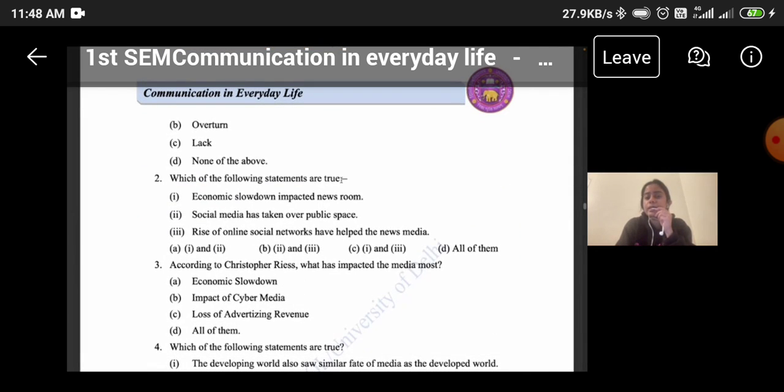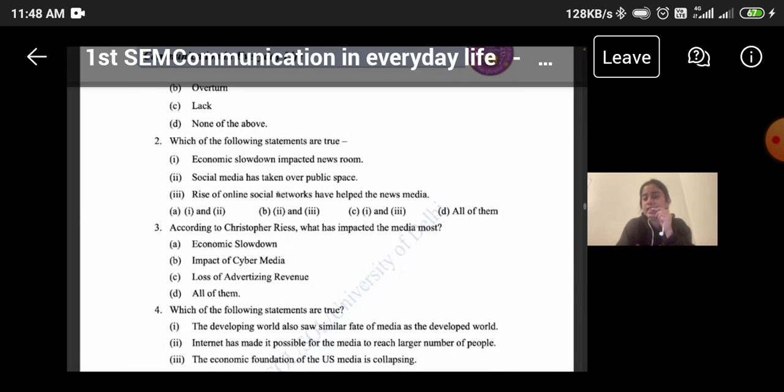Then which of the following statements are true? Is it the economic slowdown which is impacting the newsroom? Social media has taken over public space. A rise of online social networks have helped the news media. Which of the options amongst these three options is correct? Is it 1 and 3? Option C. Is it 1 and 2? Option A. Is it 2 and 3? Option 2 and 3.